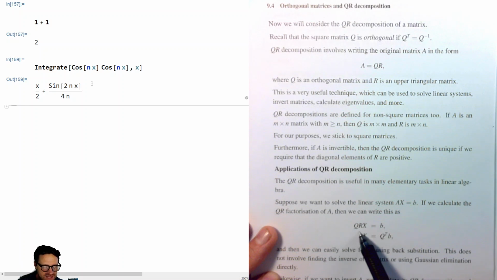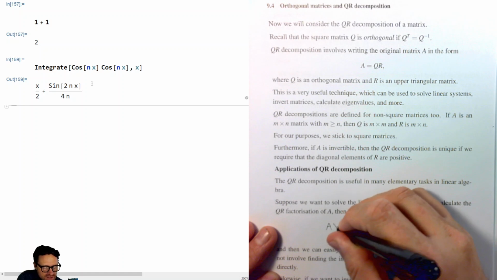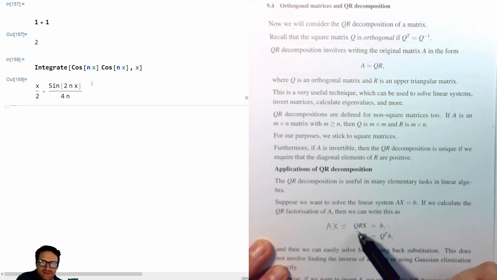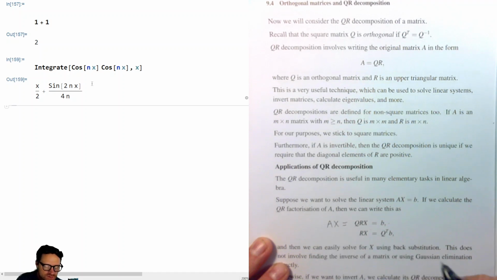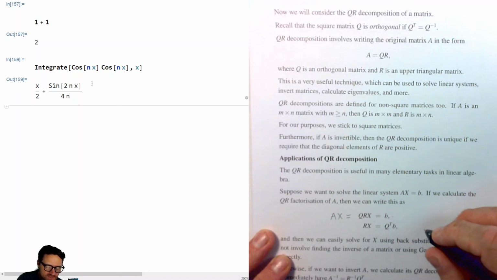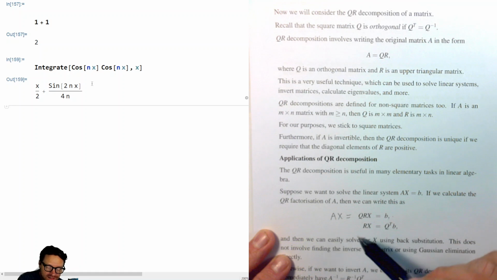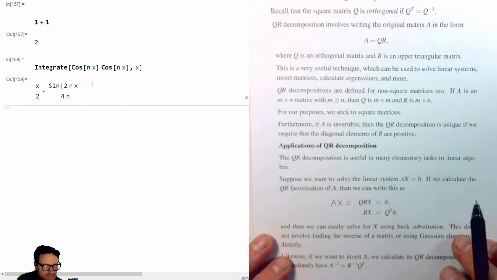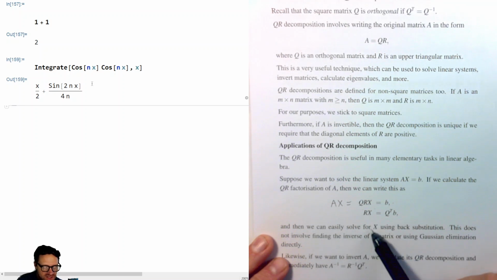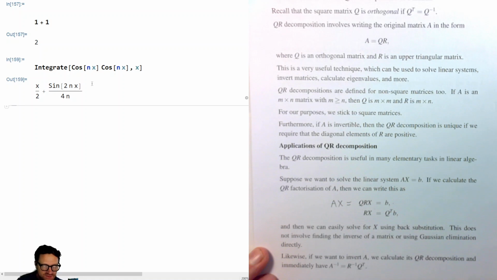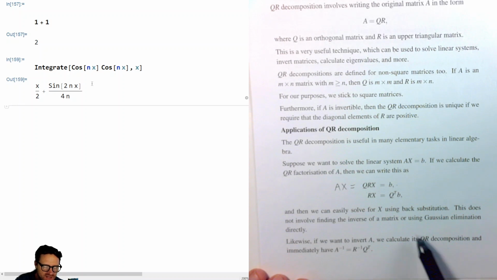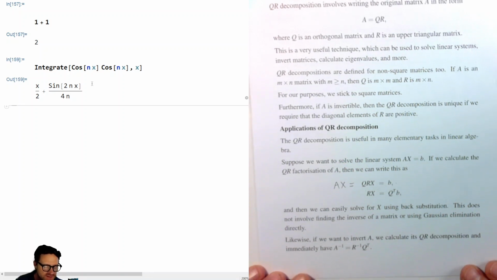QRX. So this here is A, right? So let's write that. AX is QRX, which is B. And then since Q inverse is Q transpose, what we're doing here is multiplying by Q inverse on the left, but that's Q transpose. And so we have RX is Q transpose B. And so if we have such a QR decomposition, then we can easily solve for X by back substitution. This does not involve finding the inverse of a matrix or using Gaussian elimination directly, so it can be faster.